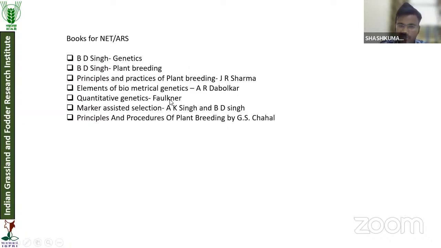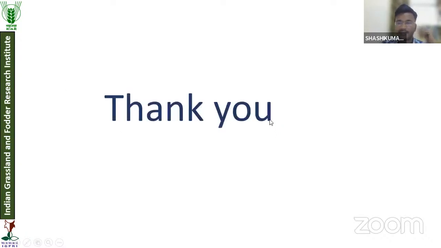Punjab Singh's book is very important, because in it you will get points wise. You take the points from the Punjab Singh book for exam point of view, for depicting the answer. But there are many things left over from Punjab Singh, which you can get from Dabholkar and Falconer. You pick those points and make your own notes. Other than this, for the marker part, you go for AK Singh and BD Singh. Chahal and Gosal's book is also important, especially for the disease resistance part. So with this, thank you.